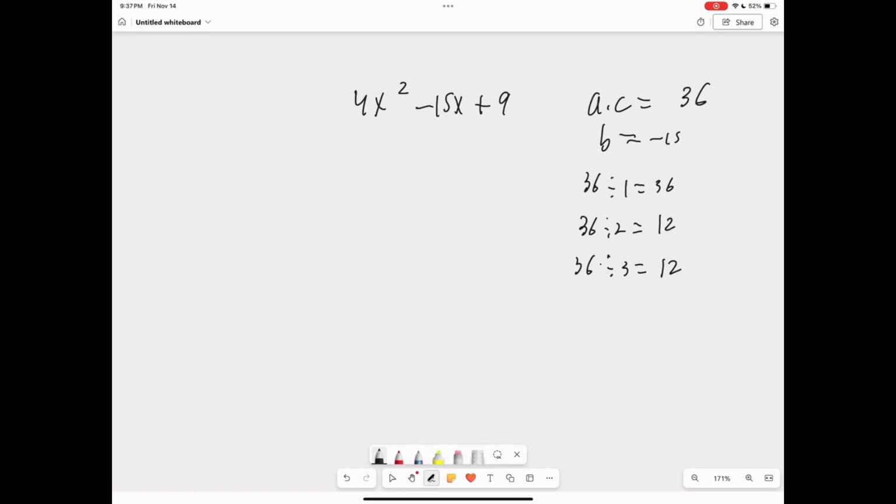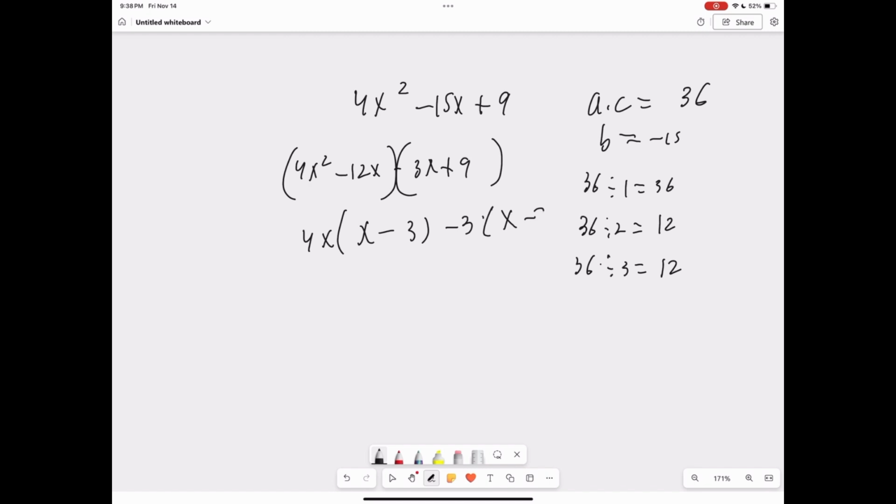So we'll split the b. We're going to do 4x squared minus 12x minus 3x plus 9. Also, when you're splitting the b, make sure you put the ones you can factor together, because if we had put the minus 3x here with the 4x squared, we wouldn't be able to factor it out. So just make sure you recognize that. So now let's group. Let's take out a 4x, so we get x minus 3. Let's take out a minus 3, so we get x minus 3. So our factors become 4x minus 3 and x minus 3. Remember, these are the same, so that means we did it correctly.